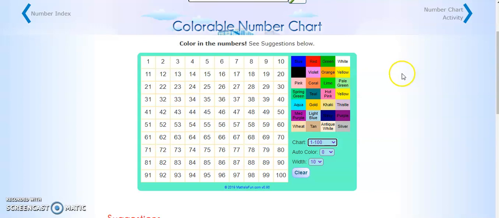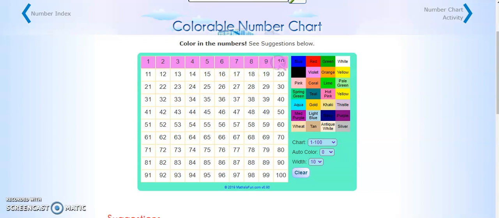Today is going to be a fairly simple lesson, but it's also going to be super important. So, we're going to review the number chart. So here we have the number chart from 1 to 100, right? So, here we see the first line. It goes from 1 all the way to 10.